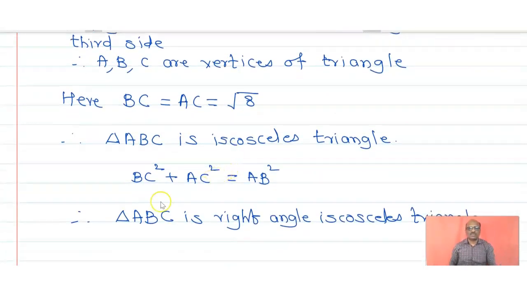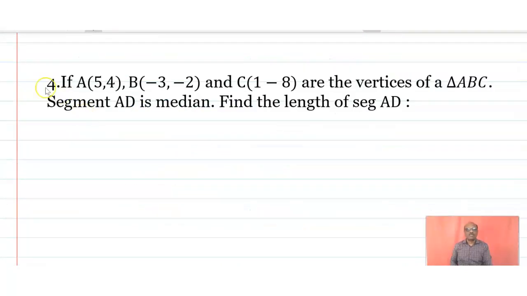Now the next problem. Now the question number 4. If A(5, 4), B(minus 3, minus 2) and C(1, minus 8) are the vertices of triangle ABC, segment AD is a median. Find the length of segment AD. Okay, now here first of all for the solution we will draw the figure.